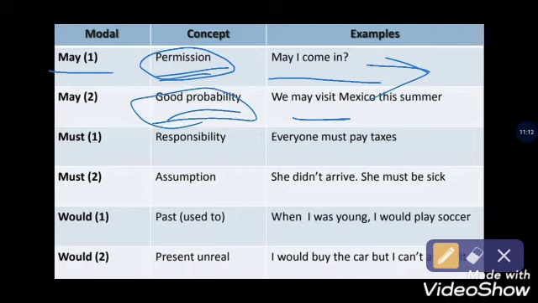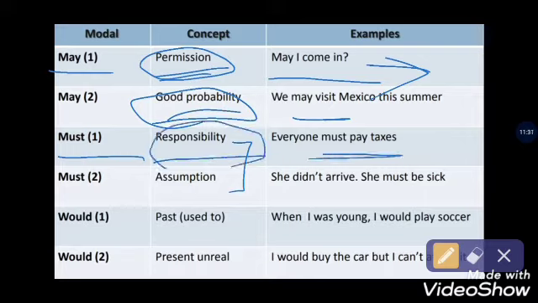The next word is must. Here there are two concepts of this word: responsibility and inference. In responsibility, everyone must pay taxes. That's our responsibility, to pay our taxes. And next is, she did not arrive, she must be sick. It's like our imagination: she didn't come here, so she must be sick, or she has some other kind of work.